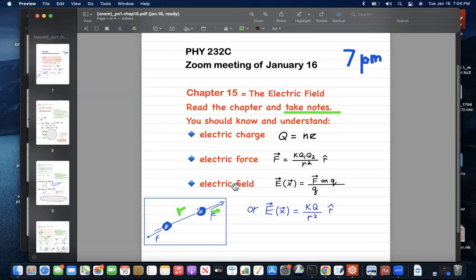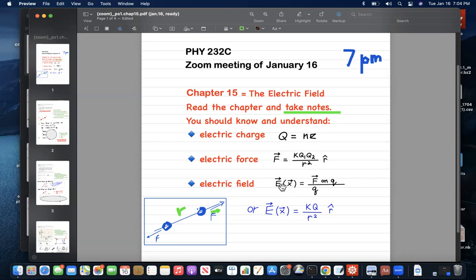Now, the electric force is a field force. There's an electric field which exerts the force on a charge. So these charges don't really exert forces on each other. Each one creates a field, and it's that field that exerts the force on the other charge.